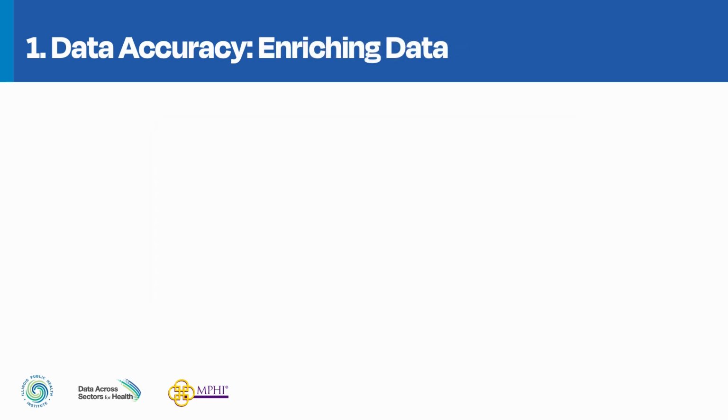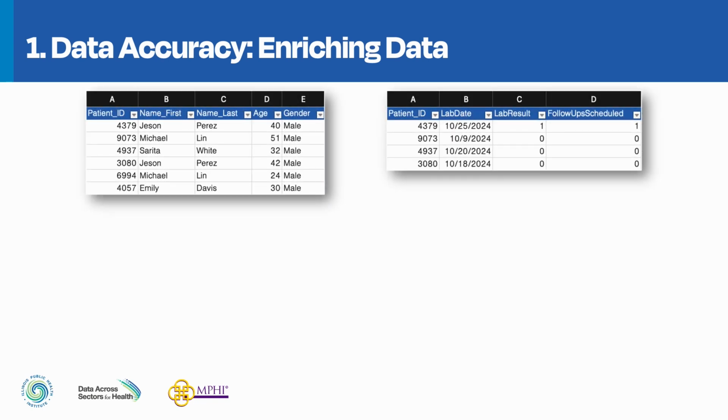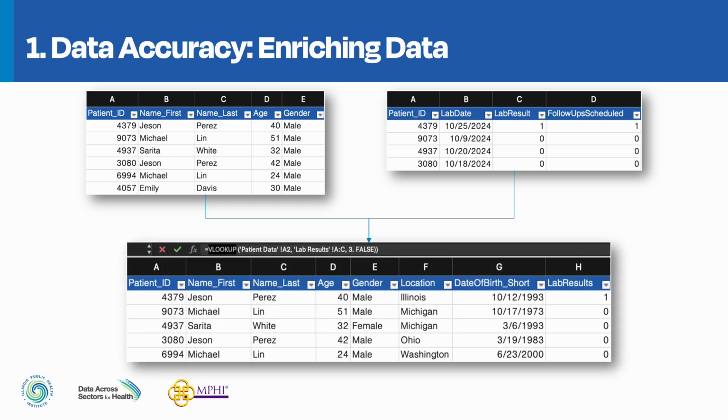The last step in data preparation is to enrich the data. In the example we see here, we are enriching our patient data by adding lab results from a separate data sheet. This is a common scenario where data from different sources or tables needs to be combined for more comprehensive analysis. Here we are using a simple VLOOKUP function in Excel.